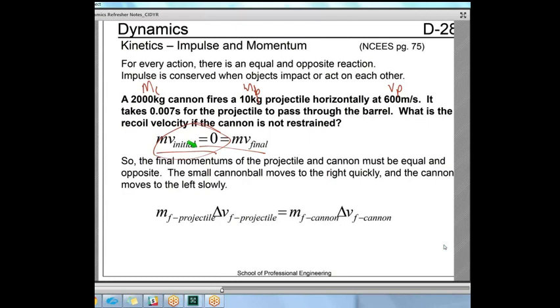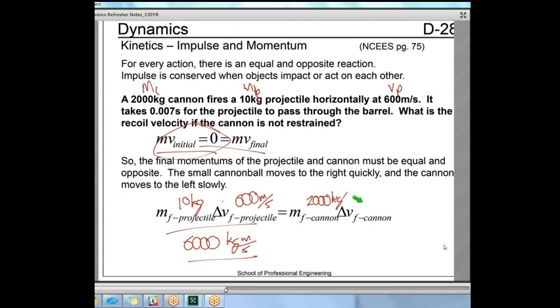What's the final momentum of the projectile? It's m of the projectile times v, so that's 10 kilograms times 600 meters per second, 6,000 kilogram meters per second. So those are the units on momentum if you ever needed to know it. Kilogram meters per second, m times v. Well, the total momentum of the cannon has to be equal. In fact, it's equal in magnitude and opposite in direction, as it turns out.